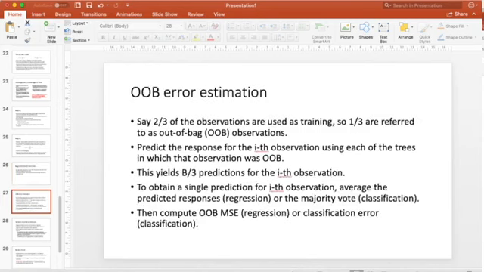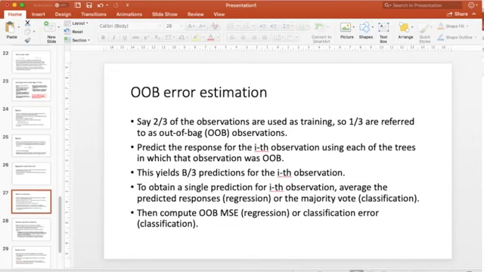So how about the test error rate when using bagging? To estimate the test error rate, we use the out-of-bag observations, or OOB observations. The analogy is like dividing the data into training and testing datasets, but here we call it OOB because there's a distinct procedure involved. Let's say 2/3 of the data goes to training and 1/3 goes to OOB observations. What we do next is predict the response for the ith observation using each of the trees in which that observation was OOB.